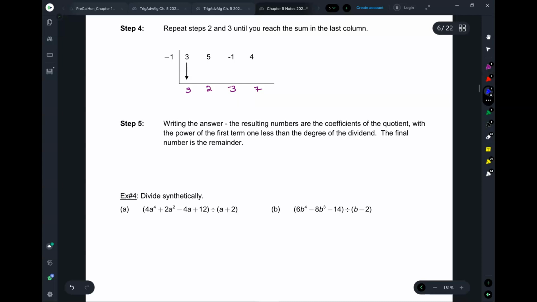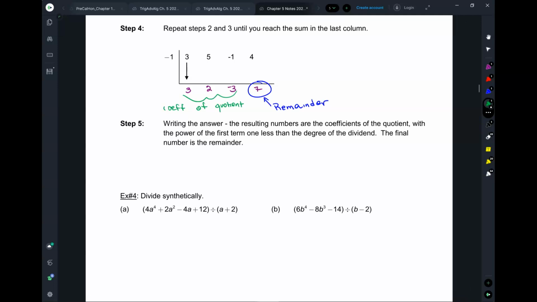Now, no, this is right. It's a 3. This last number is always the remainder. This gives you the coefficients of the quotient.